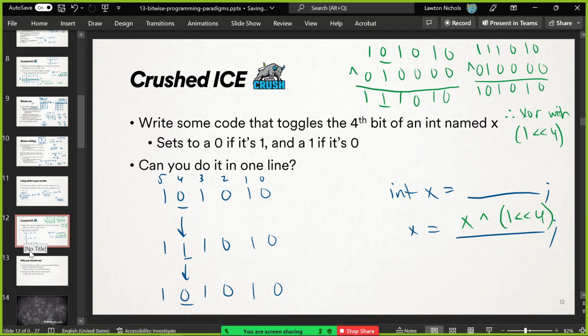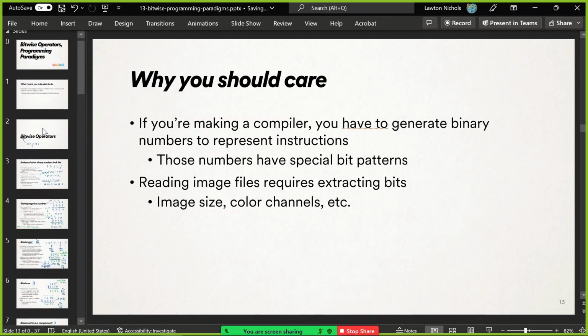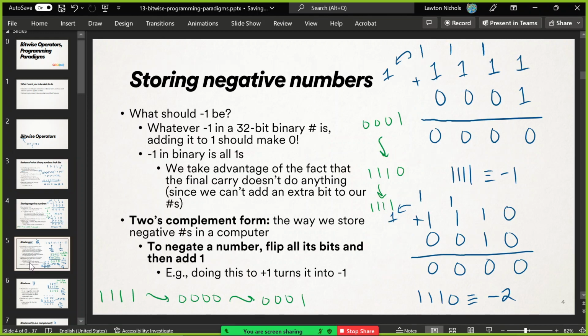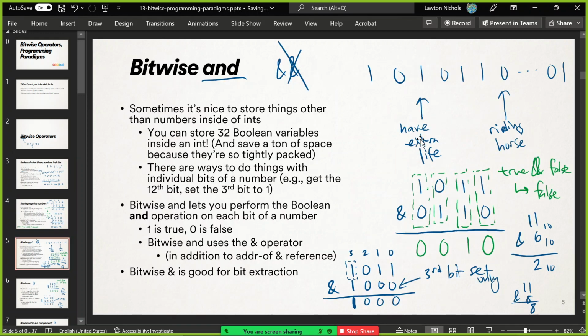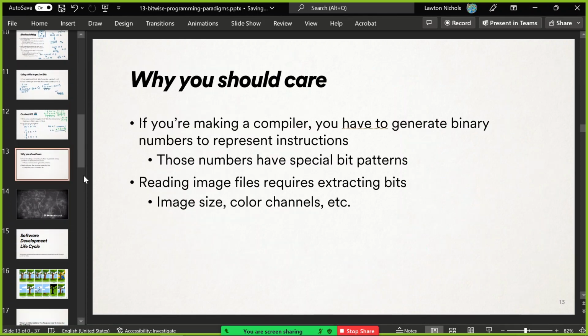All right. So for my final slide, I just want to tell you why you should care if my original example was not good enough for you. Like, what was it? The video game example, or packing a bunch of small numbers together. Maybe that doesn't float your boat. So here's a real reason why you would really want to do binary bitwise manipulations.